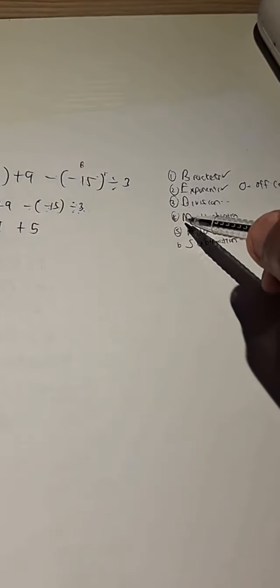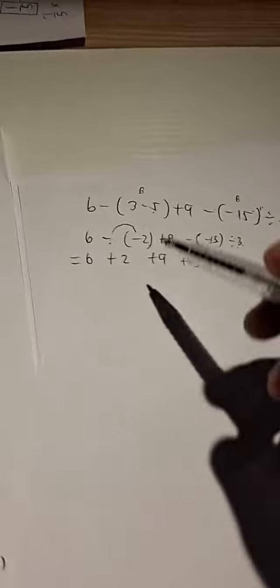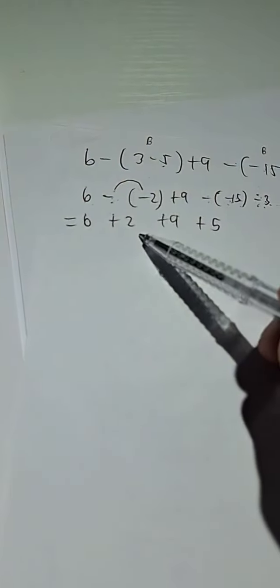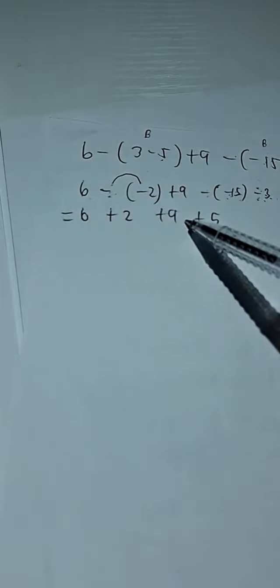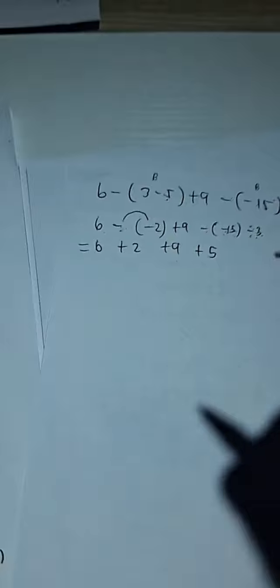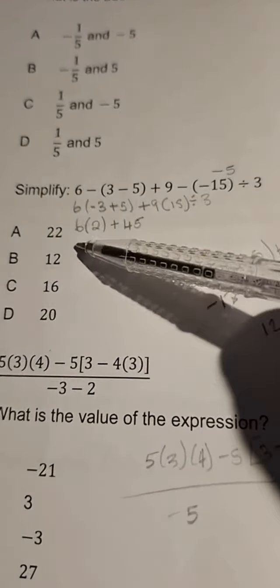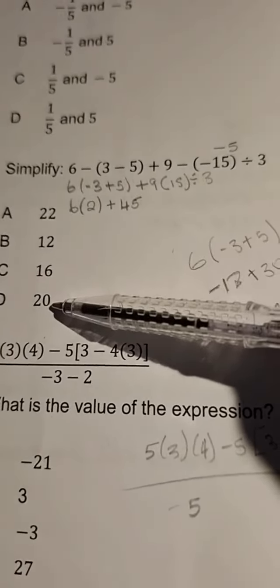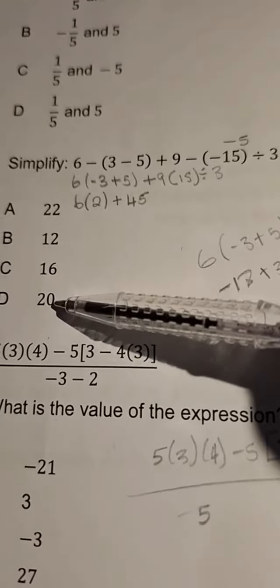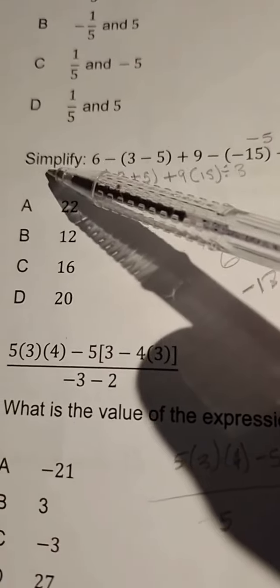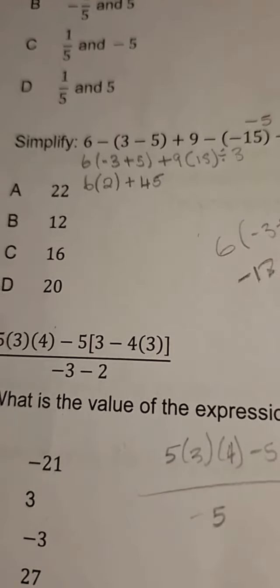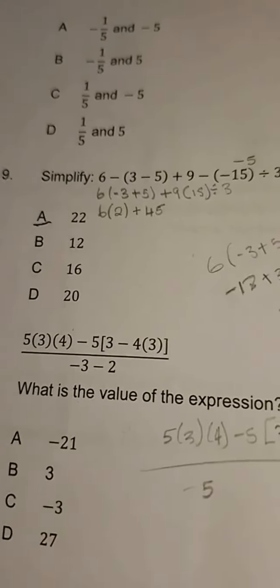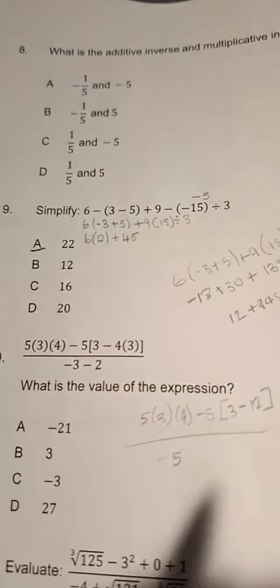Now all I have now is what? Addition. So I can add all of these numbers. 6 plus 2 is 8. 8 plus 9 is 17. 17 plus 5 will give me 22. So guys, if I go back now to my options, what option is correct here? Guys, it's very clear the option that is correct. The option that is correct is A, and it's number 22. So that would be my answer that I would select. It is A.